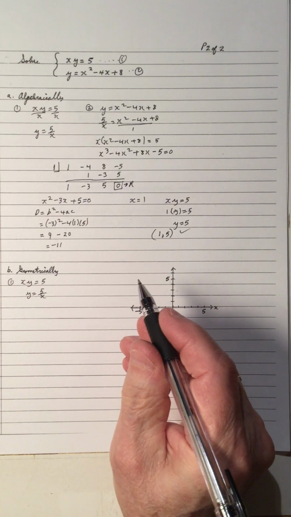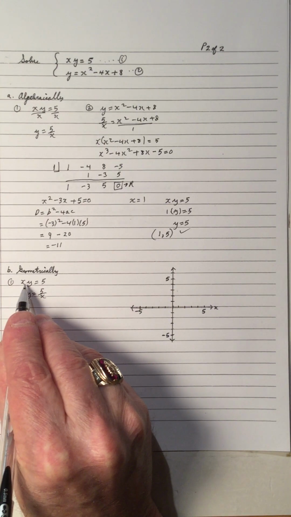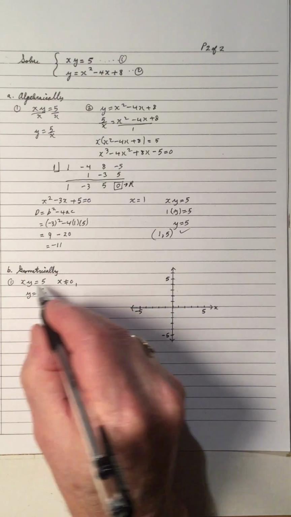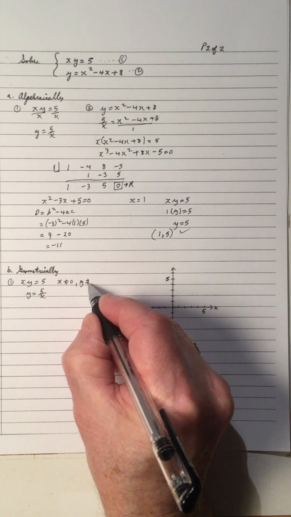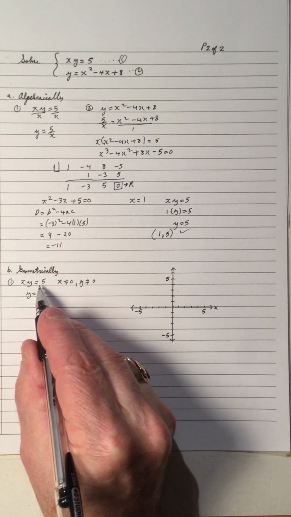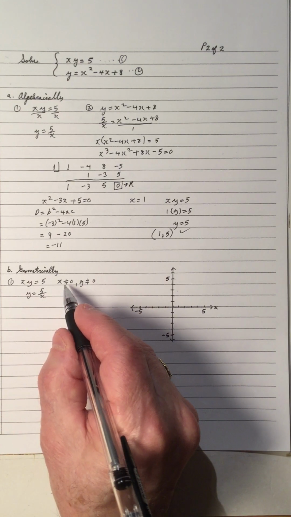Now this is the hyperbola. What happens is, we know that x cannot be 0 and y can't be 0, because if x is 0, you won't get a 5, and if y is 0, you won't get a 5. So that means x equals 0 is a vertical asymptote.